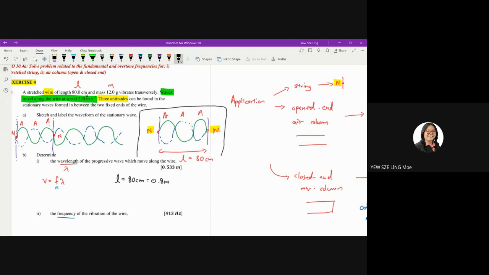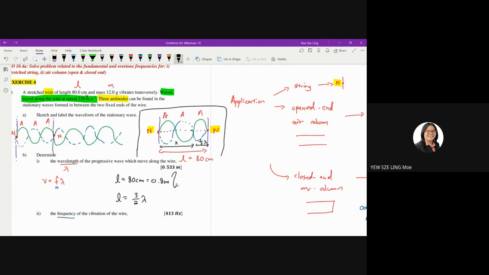And if you look at the wave, let's say this is the equilibrium line, this is your x-axis. From here to here, this is 1 lambda. And then from here to here, this is 1/2 lambda. Altogether, you have 3/2 lambda in between two nodes, which tells us that L at the same time is equal to 3/2 lambda, according to our diagram in question 1.